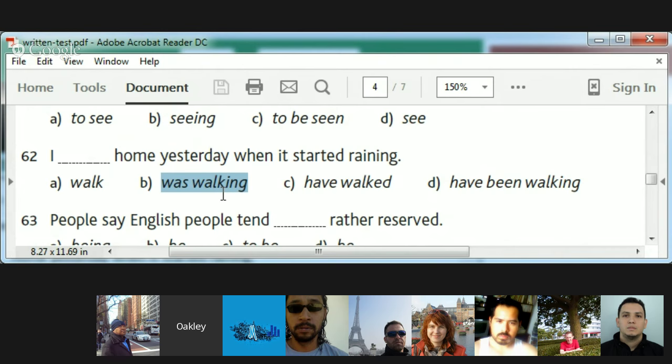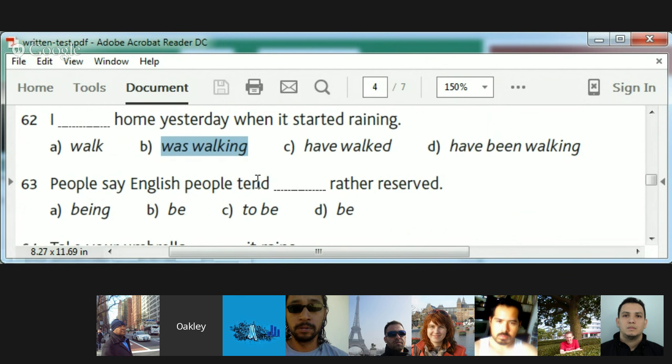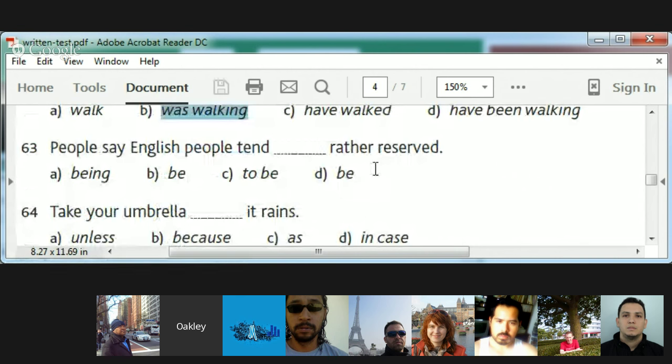I was walking home yesterday, a continuous action, walking, when, bam, it started. Raining here is a gerund. Started is a past simple, which we use when we have when, an interrupting action. He's in the middle of walking. So this is the construction for this type of sentence. It's a classic example, actually. I was walking home yesterday. All right. Okay, Lena, 63.